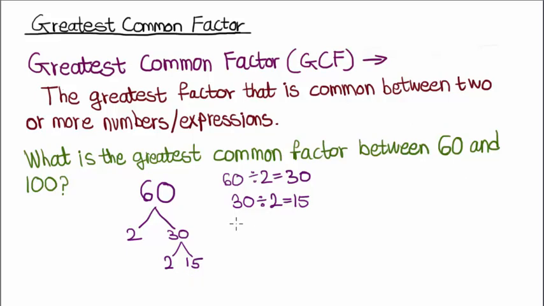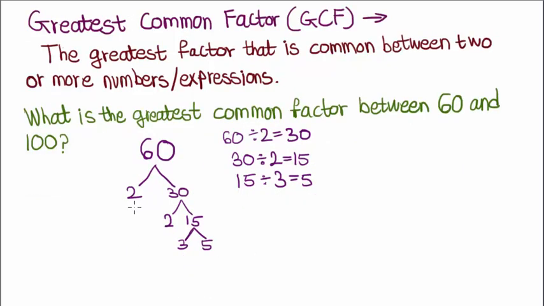The smallest prime factor for the number 15 is the number 3. So I can break apart 15 into two branches, and on one branch I can have the number 3, and on the other branch I can have the number 5. So now I can multiply all of the prime factors together, and I get 2 times 2 times 3 times 5, which is better represented as 2 to the power of 2 times 3 times 5.